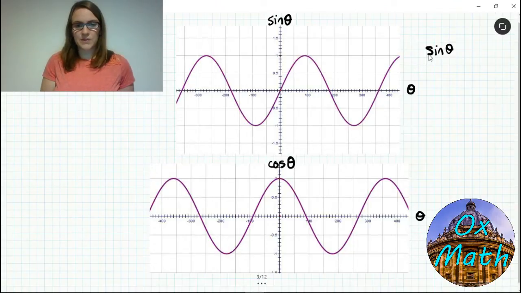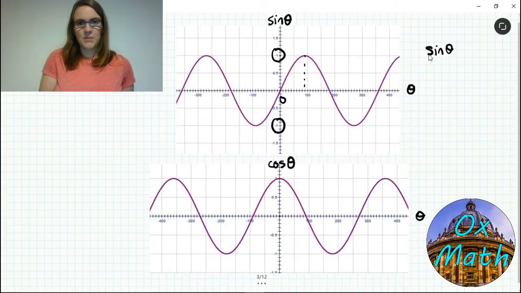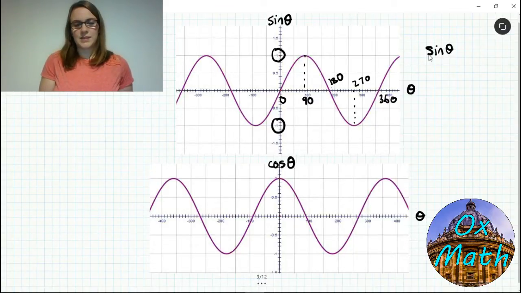The key points to remember are that they both go up to 1 and down to minus 1. The cycles repeat every 360 degrees and the important points are every 90 degrees. So we're at 0, then our maximum peak is at 90. It goes back down to 0 at 180. Then our minimum point, minus 1, is at 270, and we get back to 0 at 360.